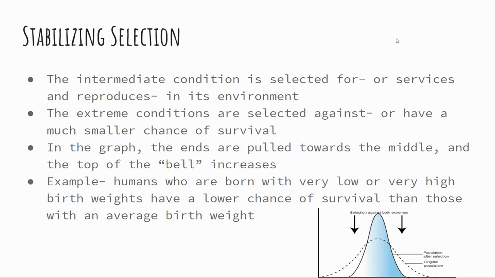Stabilizing selection. This is when the intermediate condition is selected for, survives and reproduces in its environment. So the extreme conditions are selected against, and they have a much smaller chance of survival or being passed on to the next generation. So in the graph down here at the bottom, the ends of the bell curve are going to be pulled towards the middle, and the middle is going to increase. Okay, so the overall size of the bell curve is going to get smaller as it looks like just one big hill or mountain or hump.